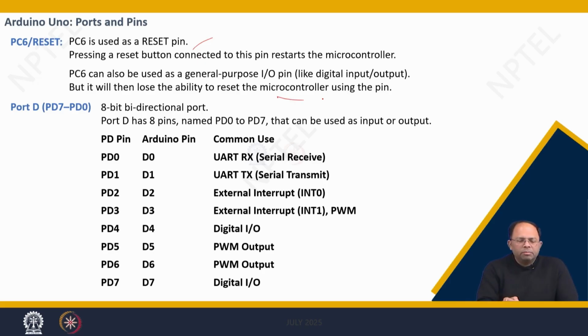And then we have port D, from D0 to D7, which is again 8 pins, and this can be used for different things. PD0 and PD1 are for UART RX/TX, PD2 and PD3 are for external interrupts that we have discussed earlier. Then D4 is digital input output, D5 is PWM output, D6 is PWM output, and D7 is digital input output.